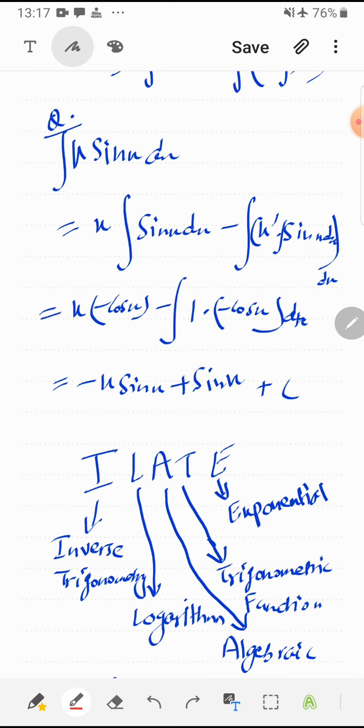And the order is like that: the function preceding the other should be taken as the first function, and the function succeeding the other should be taken as the second function. Like inverse trigonometry, if it is multiplied with any other function, should be treated as first function, and the rest of the function as second. Logarithm, as compared to inverse trigonometry, should be treated as second function, whereas for other functions it should be treated as first function, and so on.